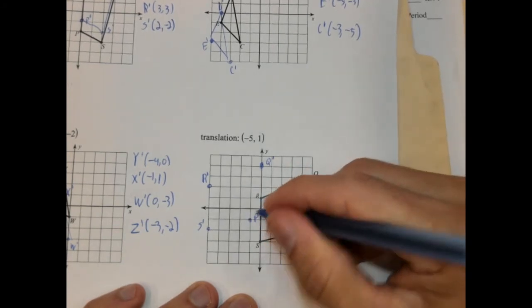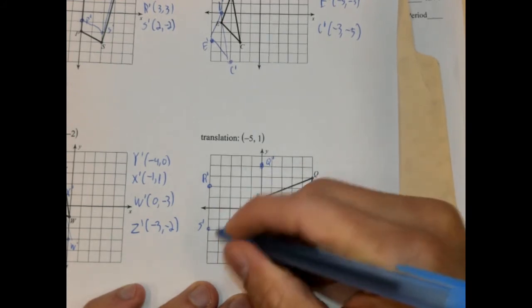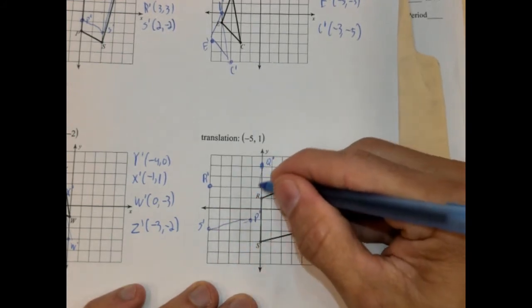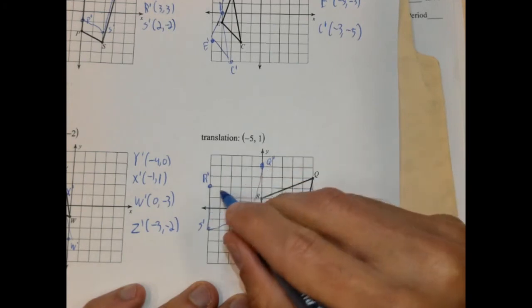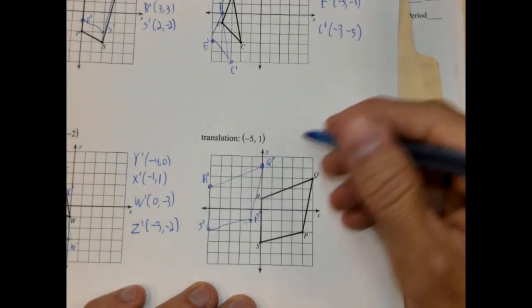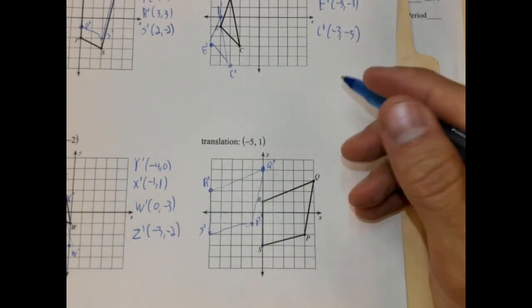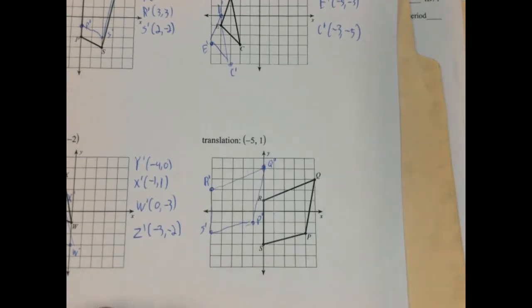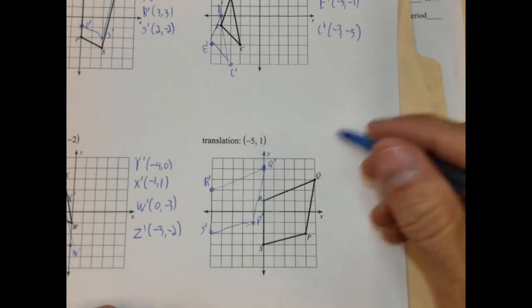I would recommend using a pencil for these. I'm using a pen so you can see it better on the camera, but the problem with using a pen is if you make a mistake, you can't fix it. You just can't, unless it's an erasable pen. So you really want to be using one of these. The only reason you use a pen is so you can see it better on the video.